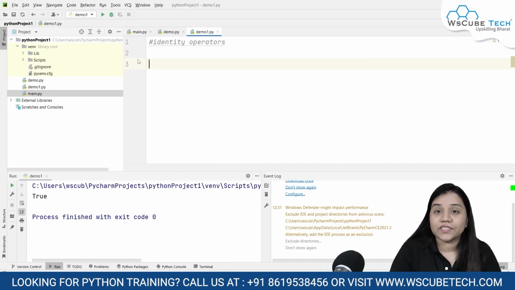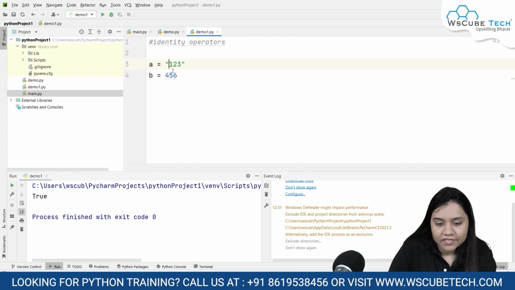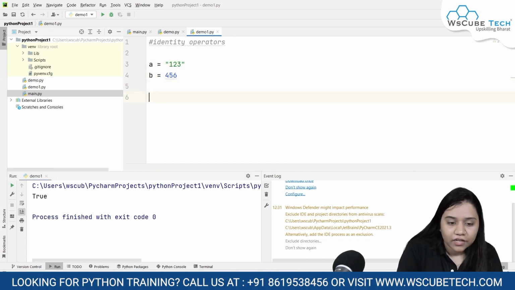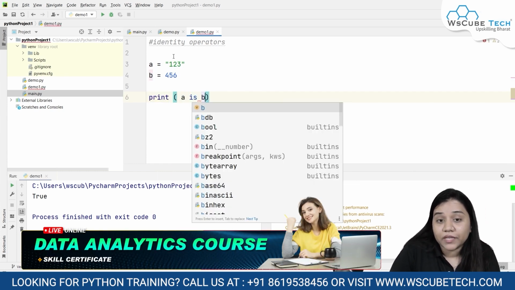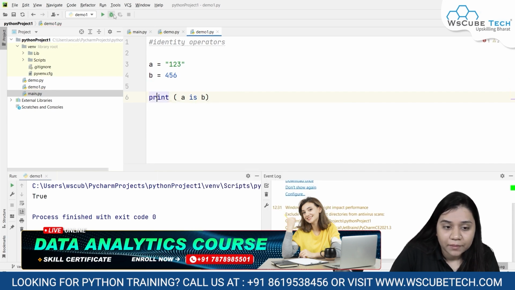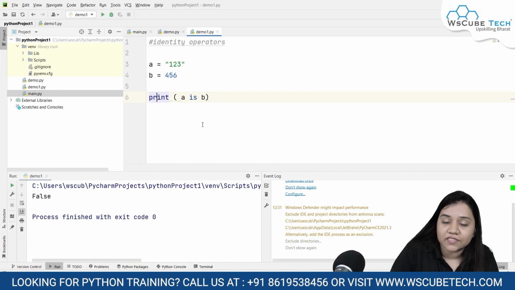So guys, to understand identity operators, I'm considering an example where I'm creating one variable a is equals to "123" inside a string, while at the same time I'm considering a variable b which is equals to 456. Now we clearly know that the first one is a string and the second one is an integer. If I write print a is b, that checks whether A's data type is similar to B's data type. If it is the same, it will give us true. If it is not the same, it will give us false. Let's run and see. It is giving us false.